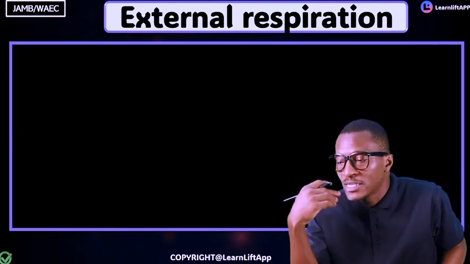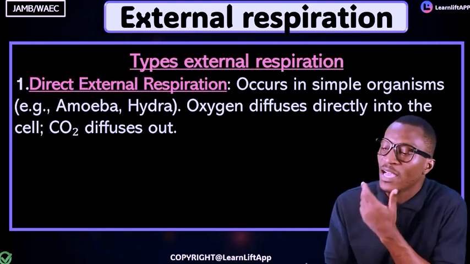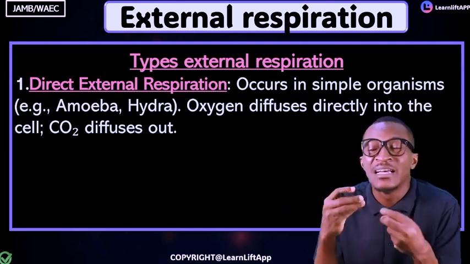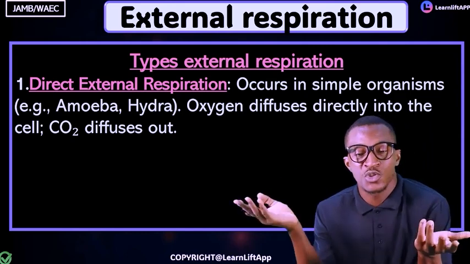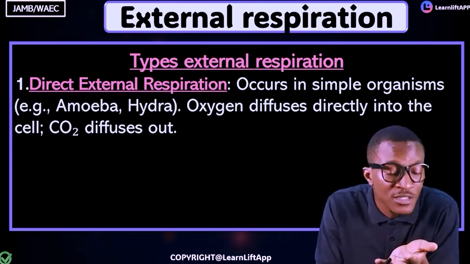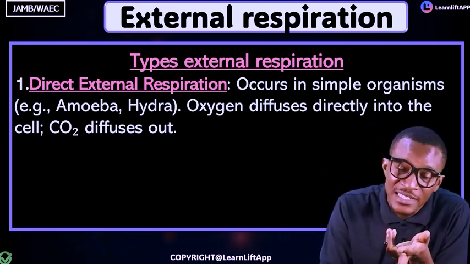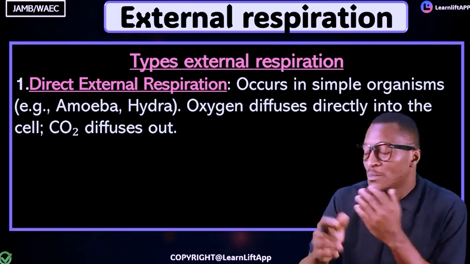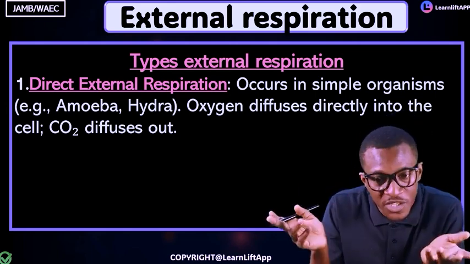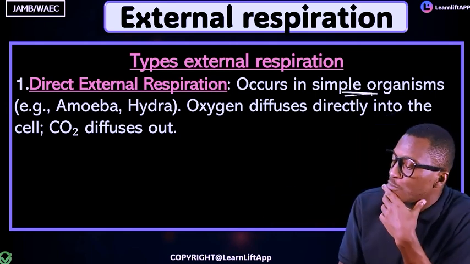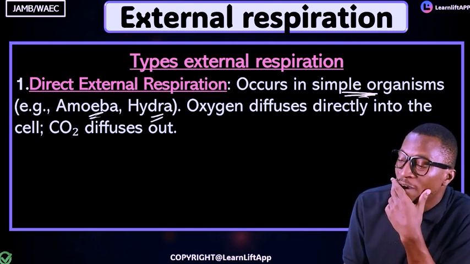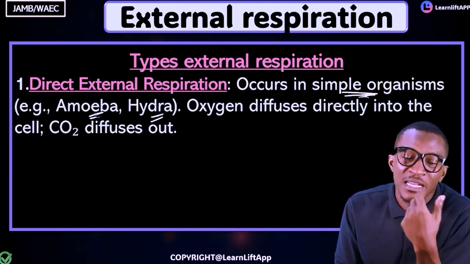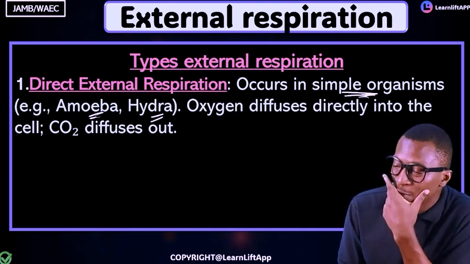Now, what are the types of external respiration? Number one, we have the direct external respiration. This one occurs in lower organisms that are simple organisms that don't have complex structures. They don't have lungs, they don't have gills, they don't have a tracheal system. So they undergo direct external respiration. I mean, they use their body surface for what? For respiration. It occurs in simple organisms, e.g. your amoeba, your paramecium, your hydra, your chlamydomonas, simple organisms. Are you seeing that?